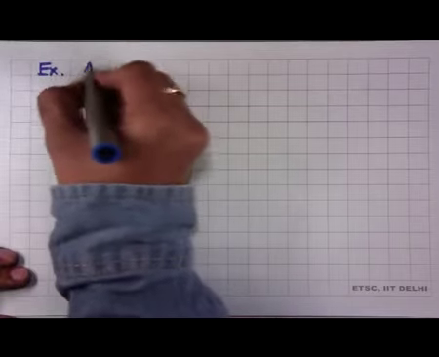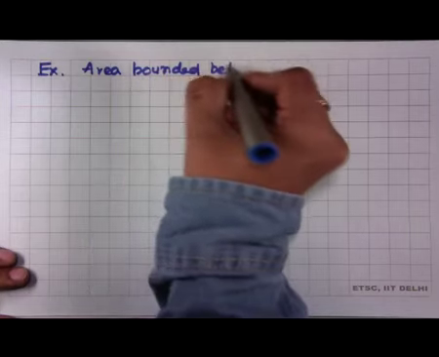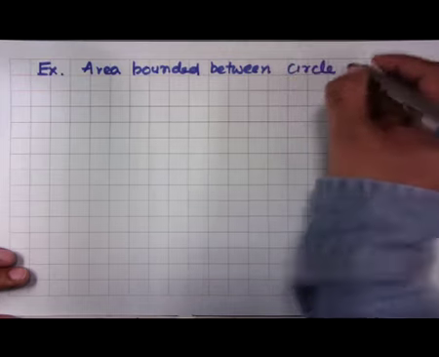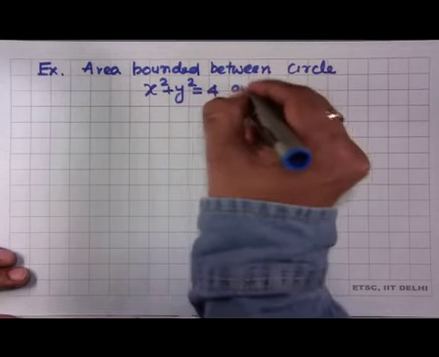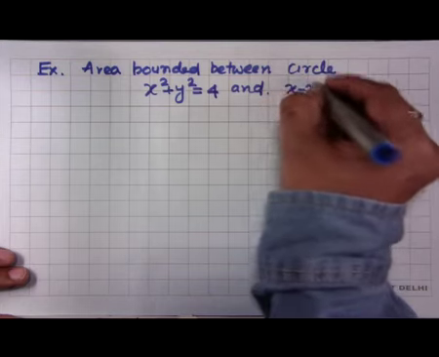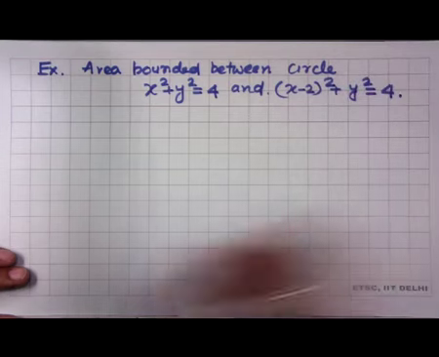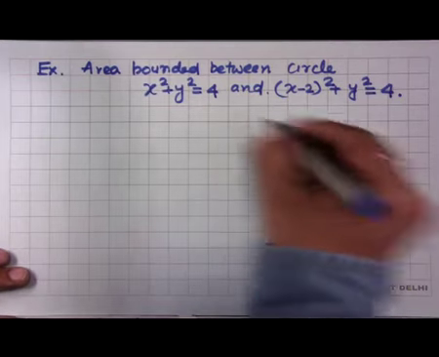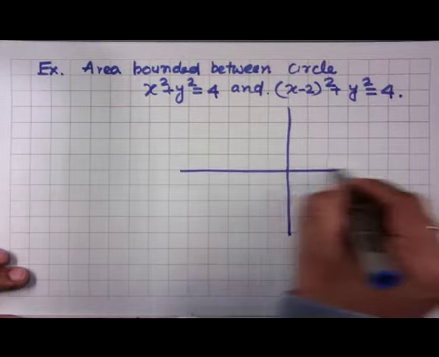Find out the area bounded between the circles x square plus y square equals to 4 and x minus 2 whole square plus y square equals to 4. Let us draw both of them on the Cartesian plane.